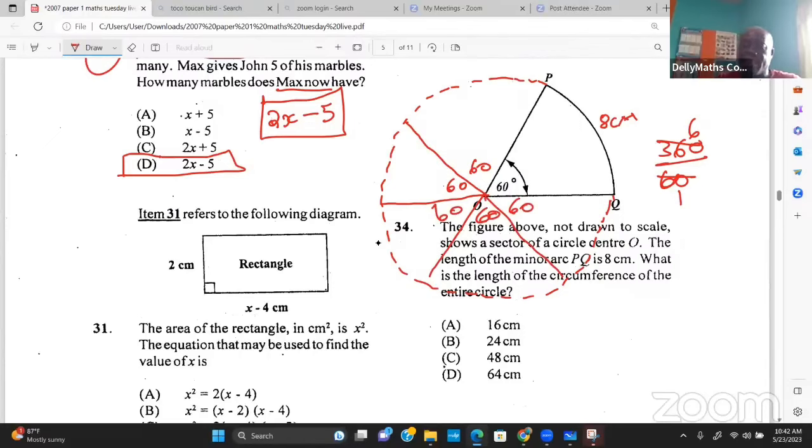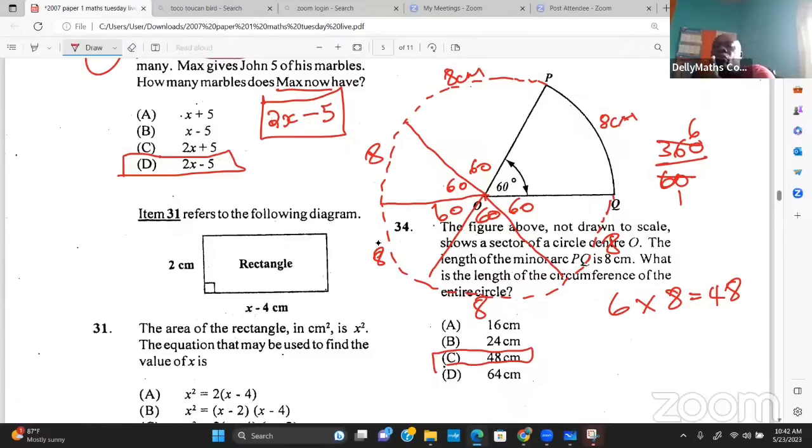Each time you get 60, you're getting an 8 cm. 8, 8, 8, 8. So at the end of the day, you're going to have 6 times 8. You're going to have 8 six times, and the answer is 48, right? So we want to just appreciate ways in which you could flow.